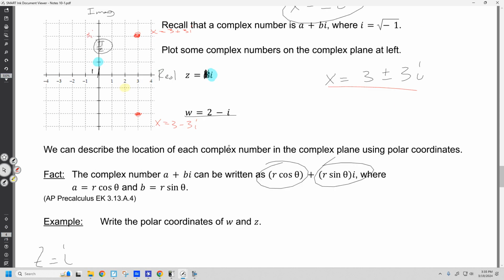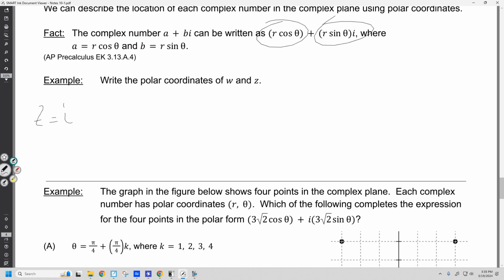Cool. I'm going to write an equivalent form of i using r cos theta and r sine theta, where r is 1 and theta is pi over 2. I'm going to say i is the same as 1 cosine pi over 2 plus 1 sine pi over 2 i.